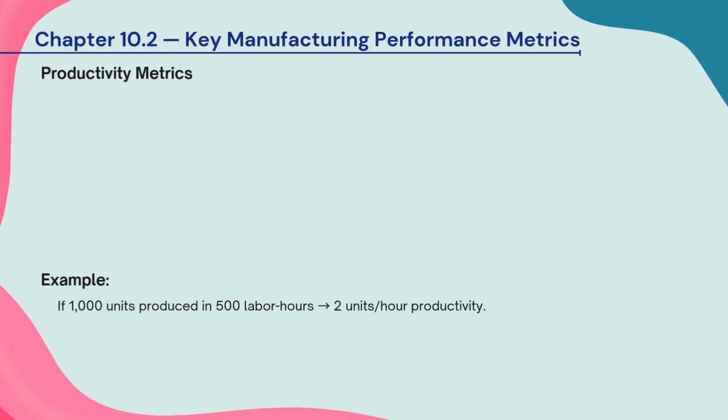This slide explains key productivity metrics in manufacturing. Labor productivity measures output per labor hour, machine productivity measures output per machine hour, and material productivity checks how efficiently materials are used. Together, these metrics show how well people, machines, and materials are performing. For example, producing 1,000 units using 500 labor hours gives a productivity of 2 units per hour.